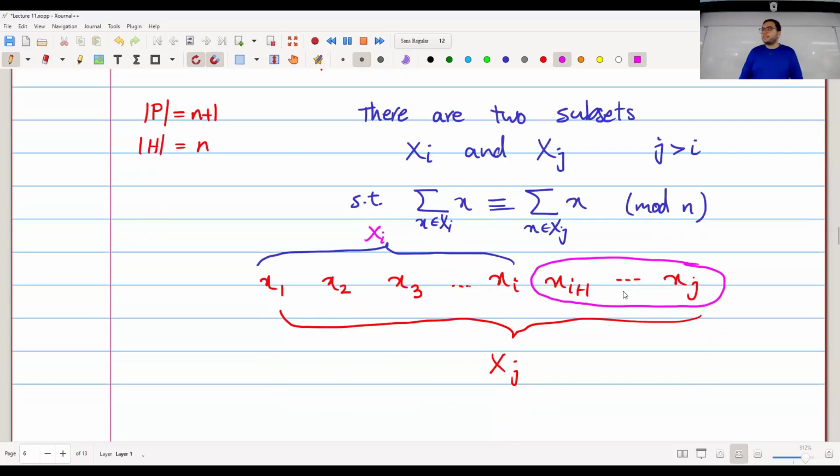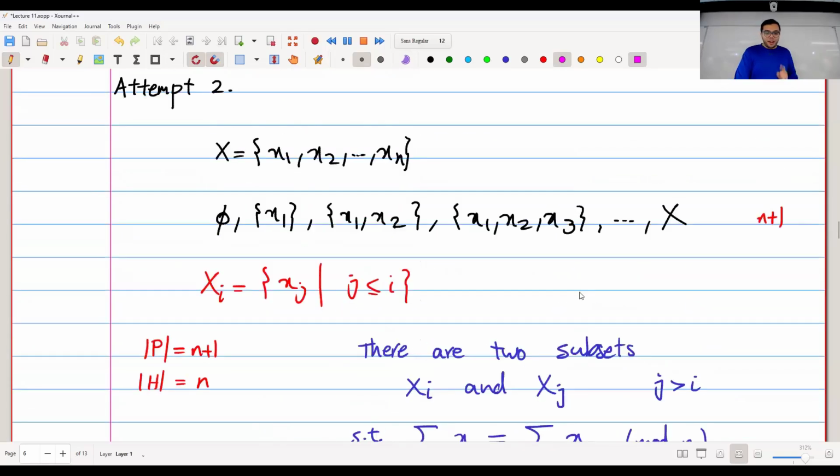And this is a non-empty subset too, because i and j are different, so I have at least one element here. Now I could do this because I added the empty set to my pigeons. If I didn't have the empty set, this would not work. Because I have n plus 1 pigeons here, so if I didn't include the empty set, I would have only n pigeons, and then I couldn't really apply the pigeonhole principle.